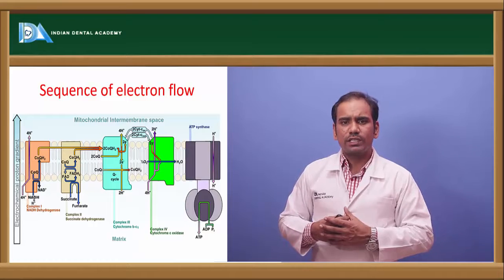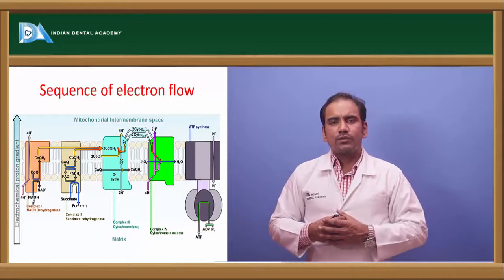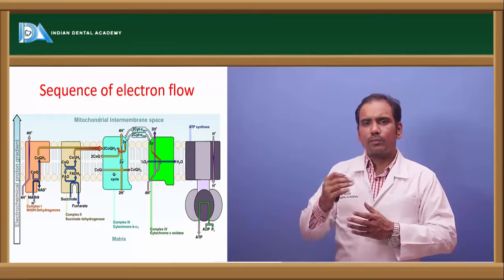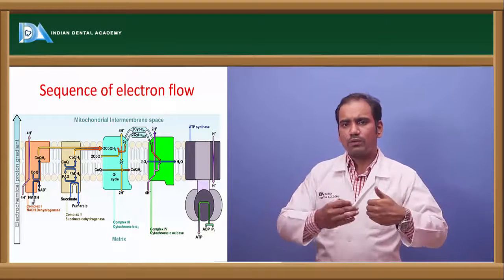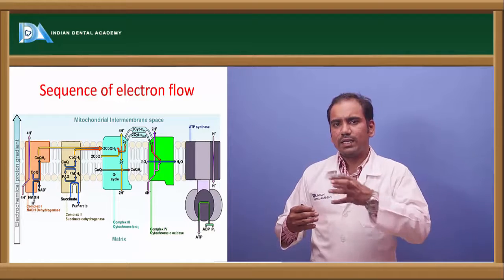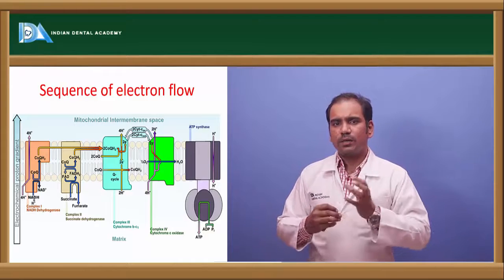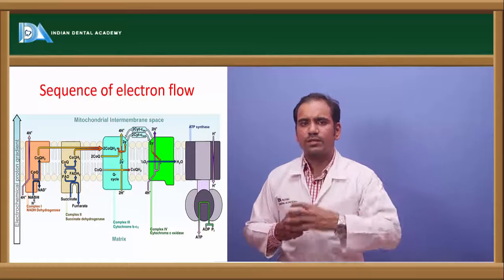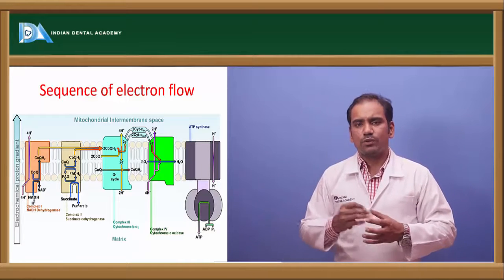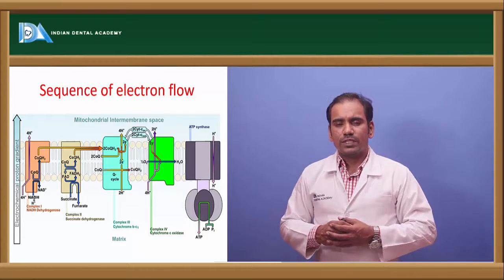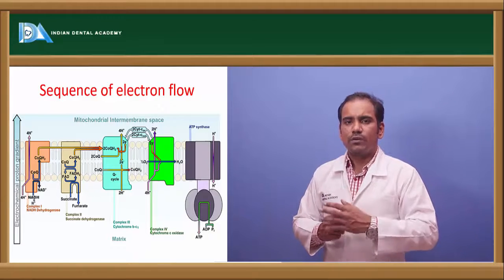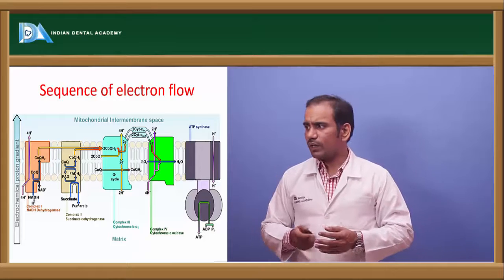So the chemiosmotic theory says that ATP is synthesized because of the proton gradient. When electrons are flowing from complex 1 to complex 4, that creates a proton gradient. That proton gradient is responsible for the synthesis of ATP. So that is what the chemiosmotic theory tells us about synthesis of ATP by oxidative phosphorylation.